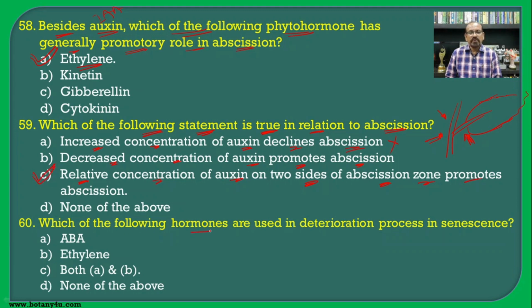Then which of the following hormones are used in deterioration process in the senescence? So the senescence is promoted by the abscisic acid, that is the ABA, and also ethylene, and hence both A and B becomes the answer for this question.